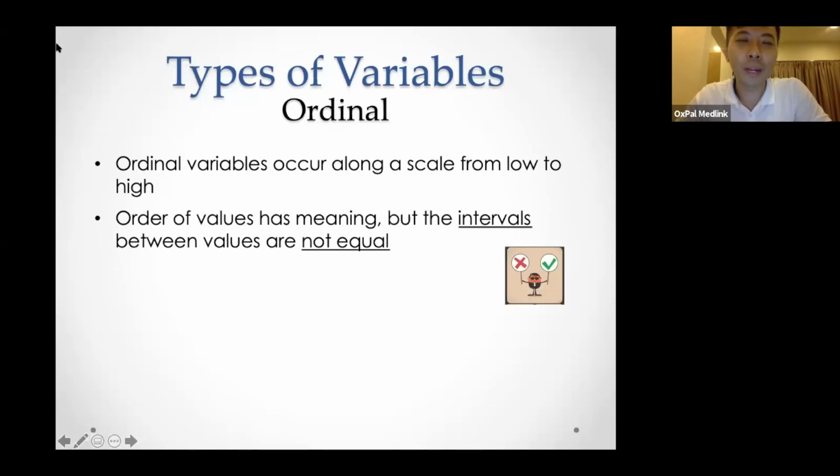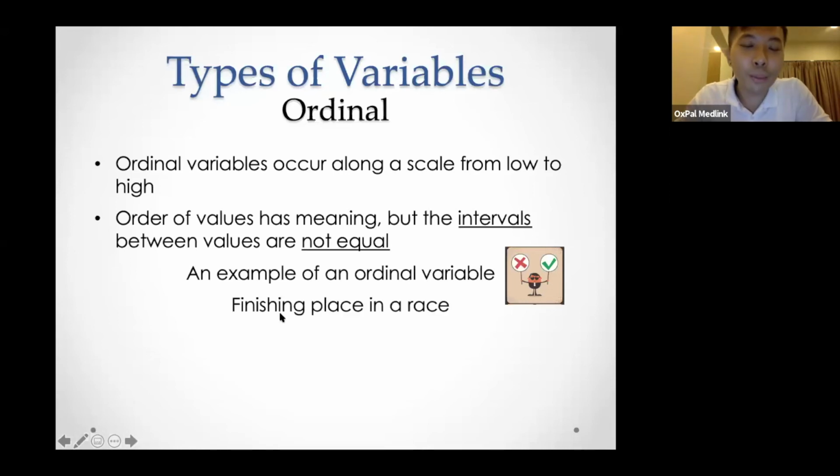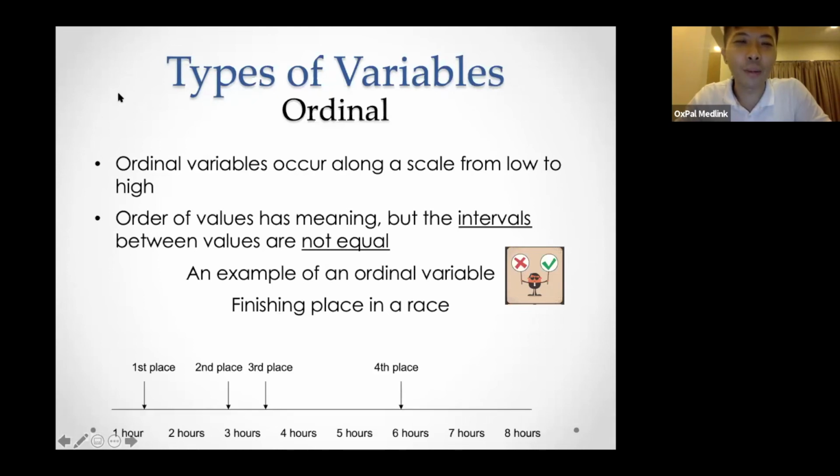So this is my proposed example, and I want you to tell me whether it's true or false. An example of an ordinal variable is the finishing place in a race. For example, first, second, third, fourth place. This is an ordinal variable. I want to hear from you whether this is true or false. Yes, indeed, the answer is true. First, second, third, fourth place is an ordinal variable. We're not interested in the timing of when they come in.